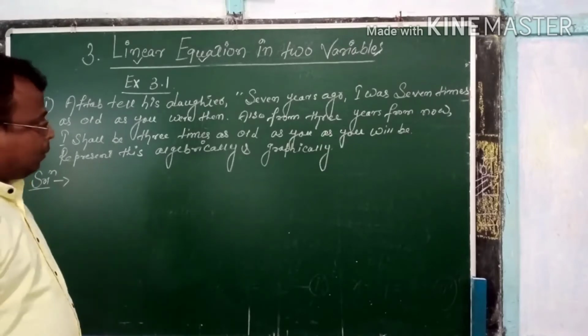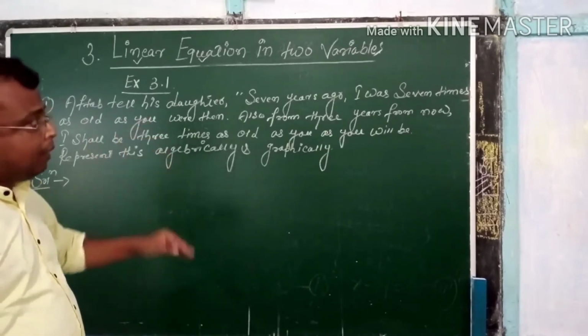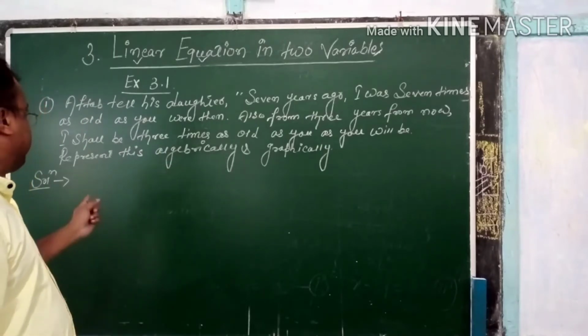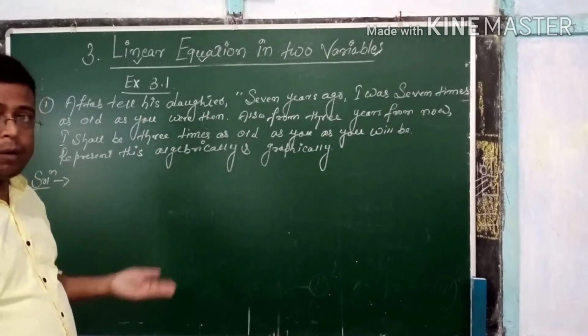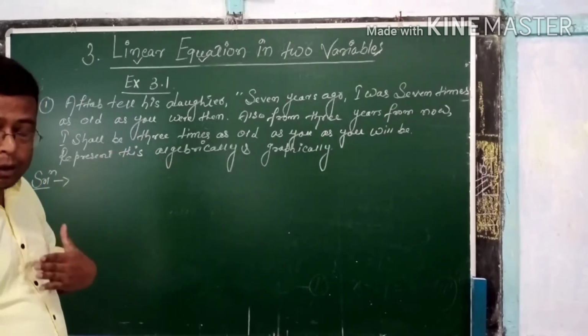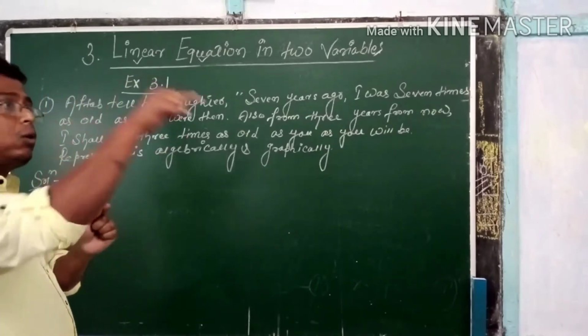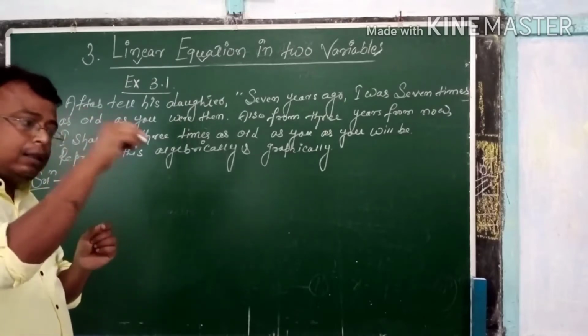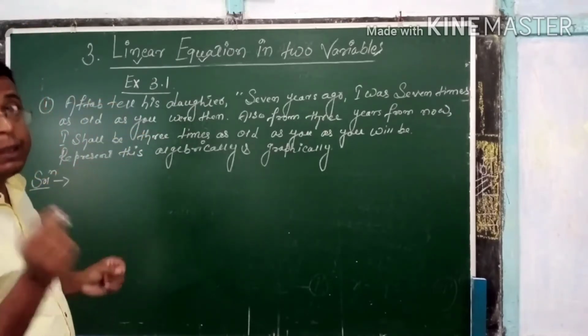After what he told his daughter, that 7 years ago, 7 साल पहले, I was 7 times as old as you were then. आपने अपनी बेटी को क्या बोला? 7 साल पहले, what was my age? I was 7 times as old as you. बेटी का एज जितना था 7 years पहले, उसका वो 7 times था बोल रहे.